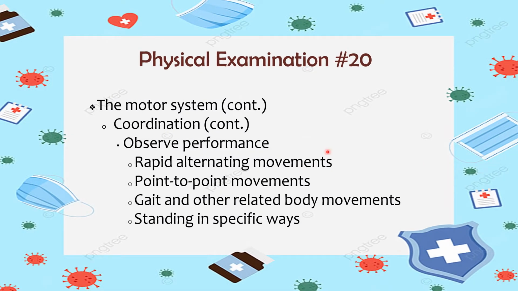So to assess for coordination, you have to observe the patient's performance for rapid alternating movements, point-to-point movements, gait, and other related body movements, and standing in specific ways. In those who have cerebellar disease, you have to look for nystagmus, dysarthria, hypotonia, and ataxia.